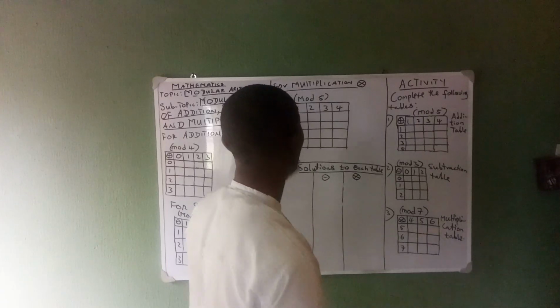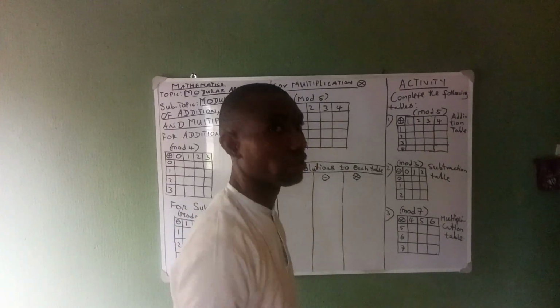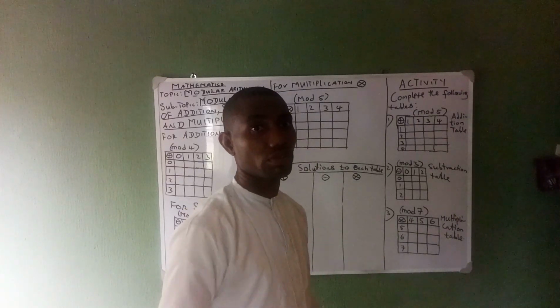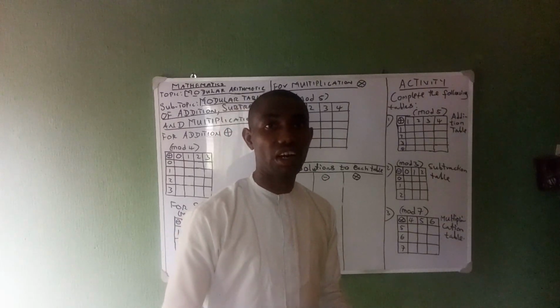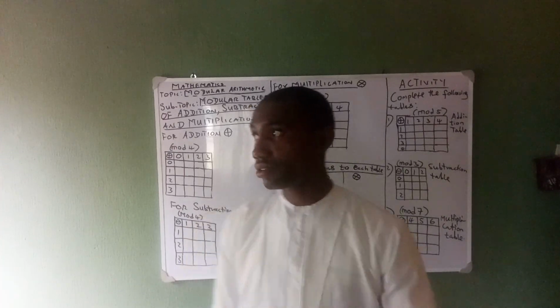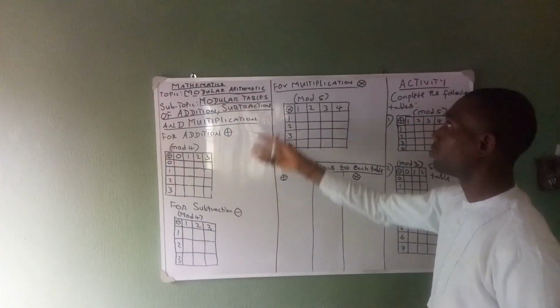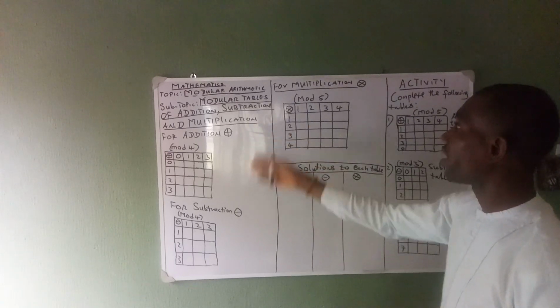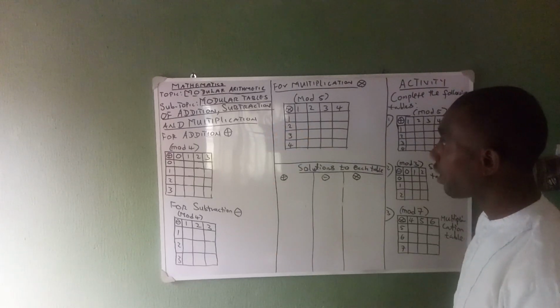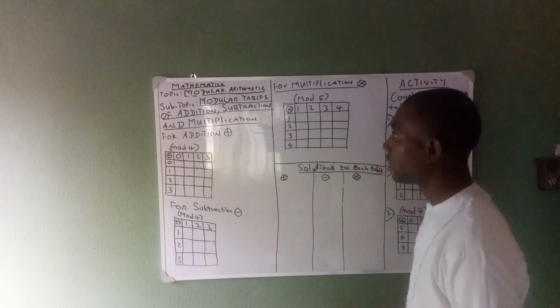As you can see, we are still on modular arithmetic. Previously, we talked about the division and multiplication of modular arithmetic. Now, we shall be looking at modular tables of addition, subtraction, and multiplication. At first, we are starting with the addition.